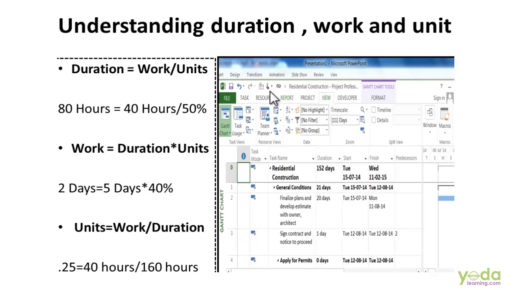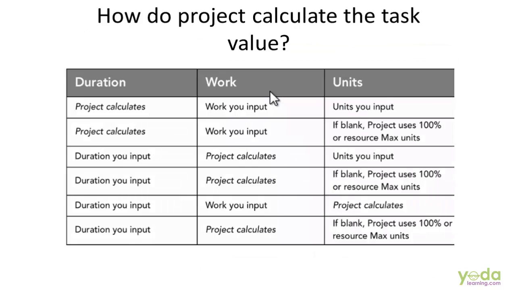Additional factors come into play when you change the resource assignments, which are covered when we talk about modifying resource assignments. The value you enter for duration, work or units determines how Project calculates resource assignments. By understanding how these fields work together, you can assign resources and get the result you want.